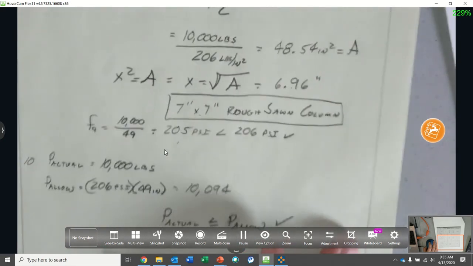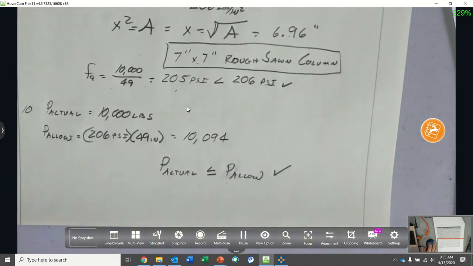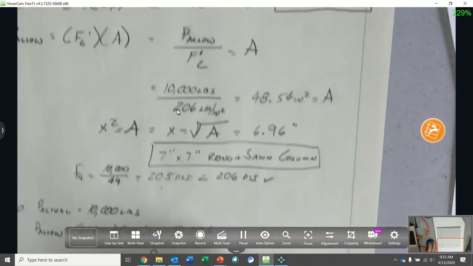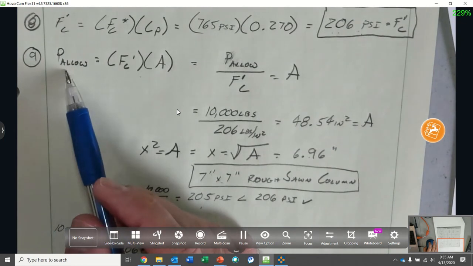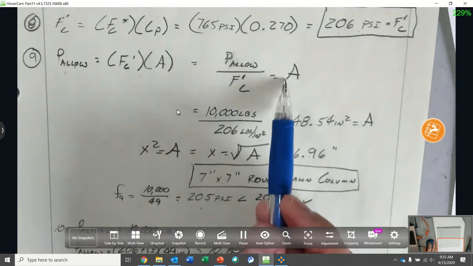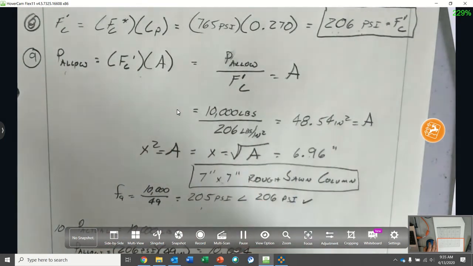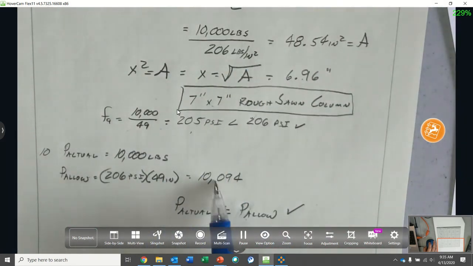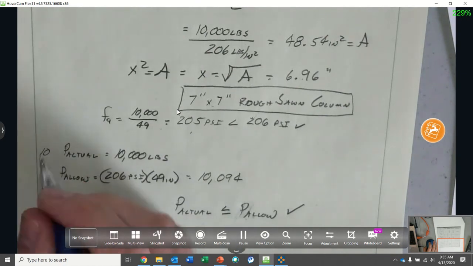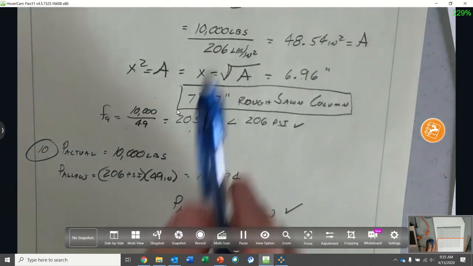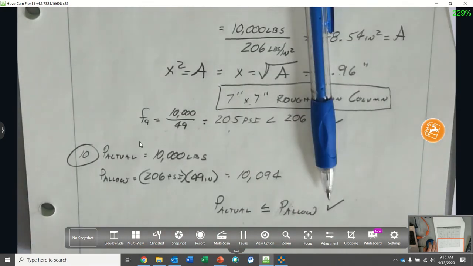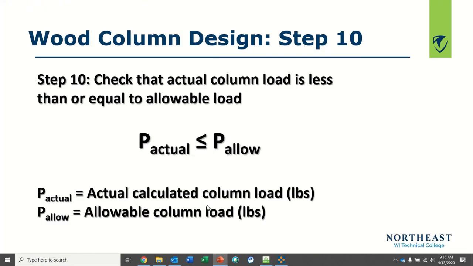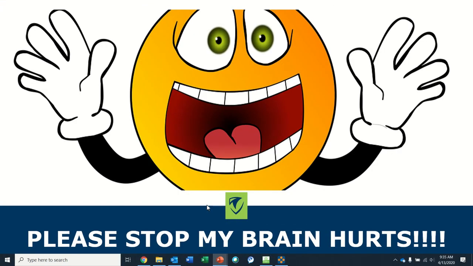So what did I just do there? As you look here, I started here. Instead of finding my P allow, I wanted to find my area because I knew I had to increase my area. I went through the calculations and then I just did a final check that this is actually true. So that's how we do a column design, from start to finish. With that, I do believe we are done.